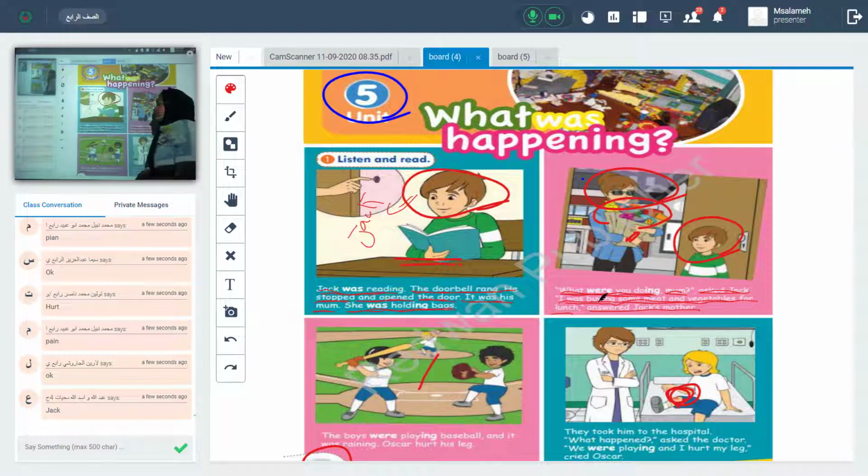Picture number three. The boys were playing basketball and it was raining. Oscar hurt his leg. Picture number four. They took him to the hospital. What happened? asked the doctor. We were playing and I hurt my leg, cried Oscar.